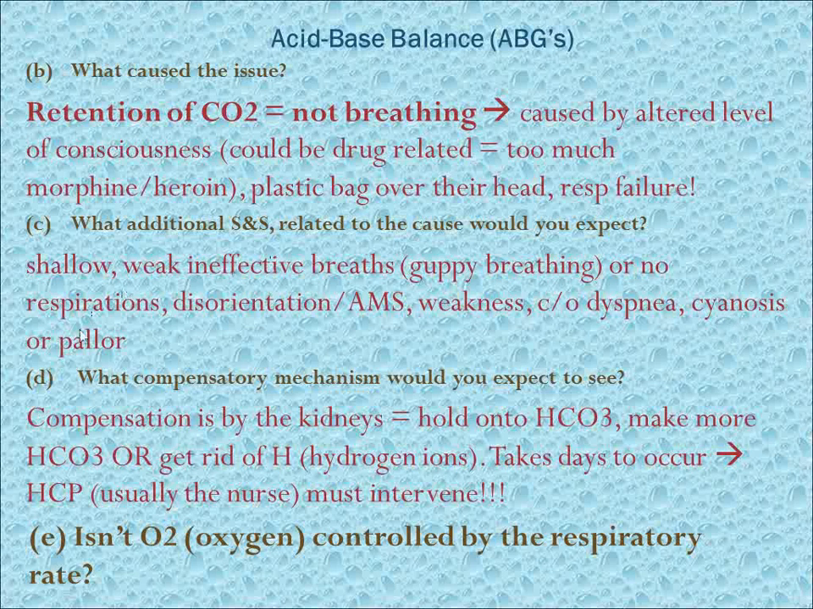And so then what compensatory mechanisms would you expect to see? Now, when we talk about compensatory, we're really talking about the body's natural compensation mechanisms, those that occur on their own. And whenever there is a respiratory problem, compensation is going to be naturally performed, and first performed, by the opposite system. So if this is a respiratory problem, compensation is going to be by the kidneys, and the kidneys can do a whole lot of options.